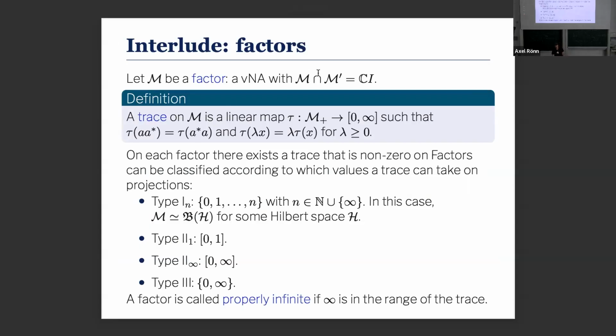A von Neumann algebra is called a factor if the center of this thing is trivial. So you can show that any von Neumann algebra you can sort of decompose into factors. But these are very useful.